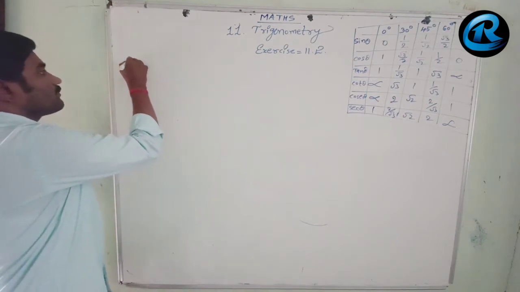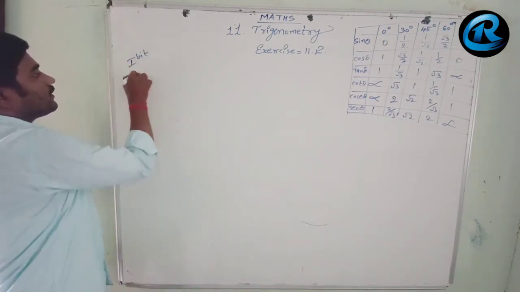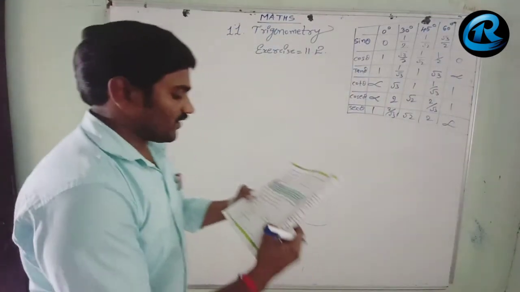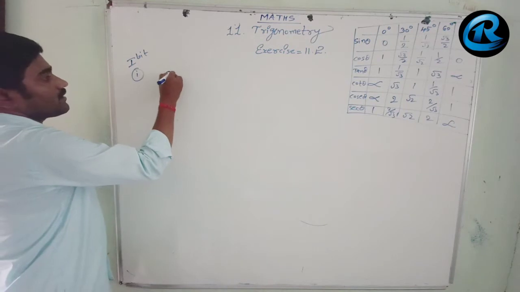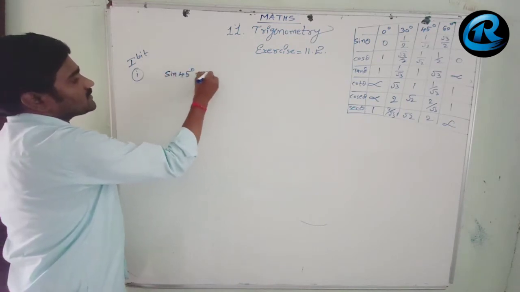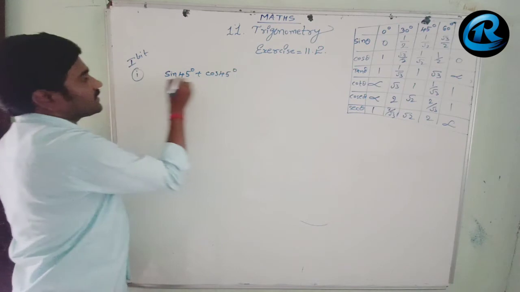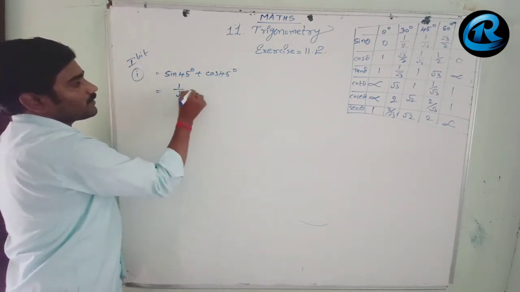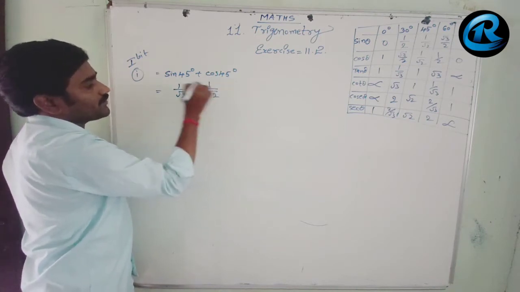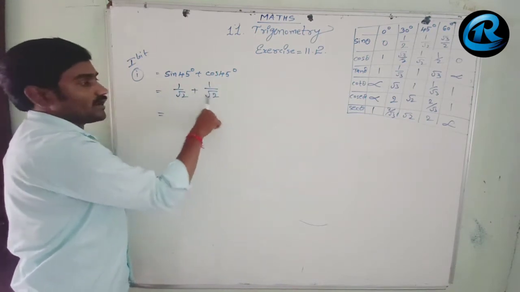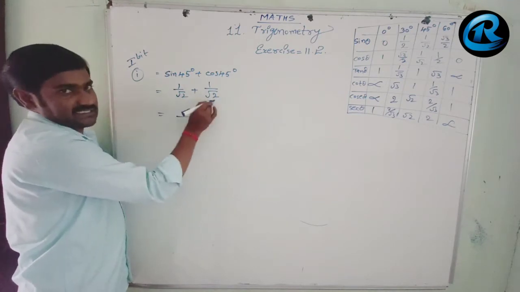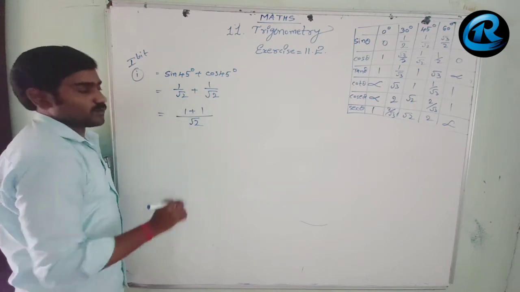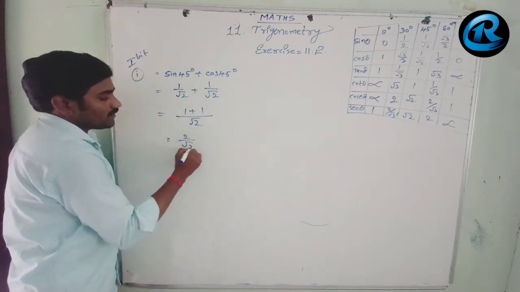Now we go for question number 1. What is sin 45 degrees plus cos 45 degrees value? Sin 45 degrees value is 1 by root 2 plus cos 45 is also equal to 1 by root 2. As we know, here the denominators root 2 and root 2 are the same, that means like fractions. So write the same denominator root 2 and add the numerators, 1 plus 1. That we get 2 by root 2.